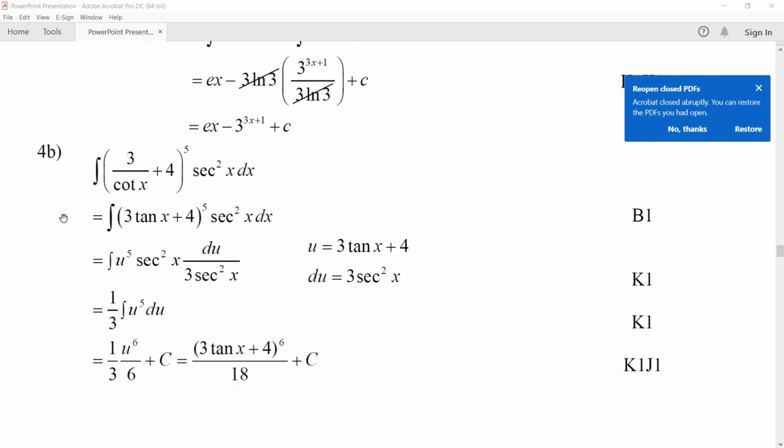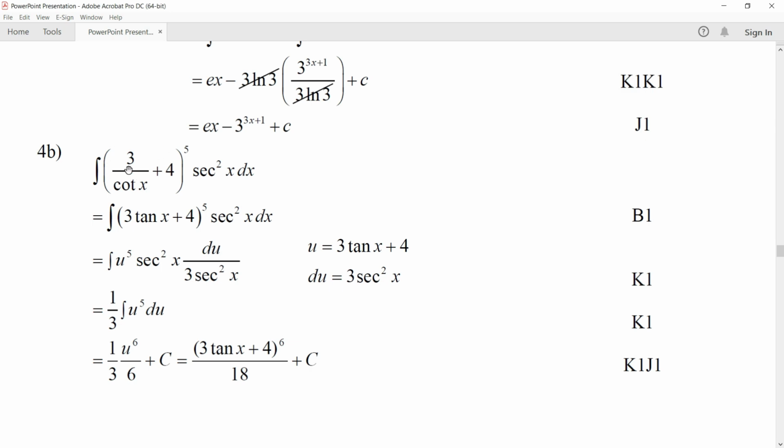Okay, question 4b, we have this one, 3 over cot x plus 4. Okay, 3 over cot can be written as 3 tangent x, okay, because 1 over cot is equals to tangent x. So you will get this one multiply with secant square dx. So this is B1. You tukarkan benda ni jadi benda ni, B1.